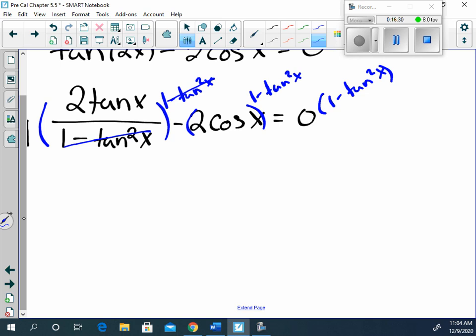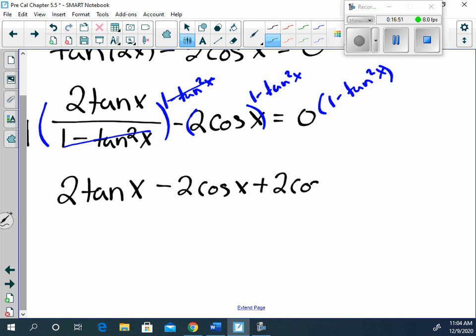Because these would cancel, giving us 2 tangent of x minus, because negative 2 times 1 gives us negative 2 cosine of x. Negative 2 cosine of x times negative tangent squared would be plus 2 cosine of x tangent squared of x equals 0. It's still 0.